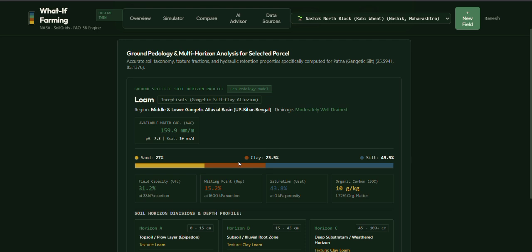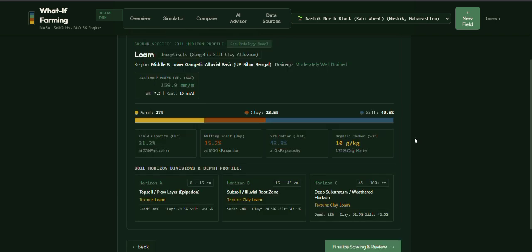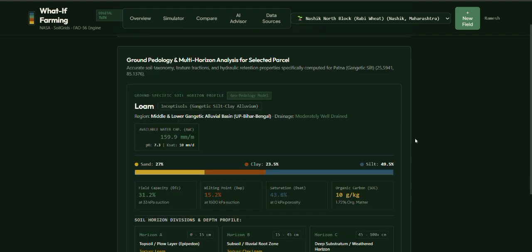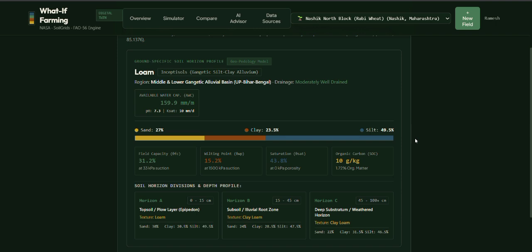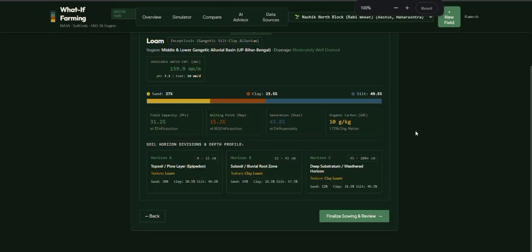Step 3 is where this stops being a generic app and starts being a real simulation. The system queries ISRIC SoilGrids, a global soil database, for this exact location and returns the real soil composition: 35% sand, 35% clay, and 35% silt, classified as clay loam using the standard USDA soil triangle. From that, it derives field capacity and wilting point, the two numbers that define how much water the soil can actually hold and release to the crop.